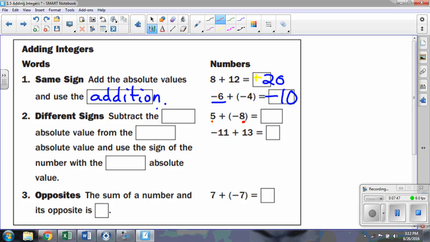Since 8 is bigger than 5, 8's my bigger, fatter sumo wrestler. It's going to win, and so I'm going to keep the sign. Since 8 was negative, I've got a negative answer, whatever the number is. Negative 11 plus 13. 13 was bigger, and 13 was positive, so my answer will be positive.